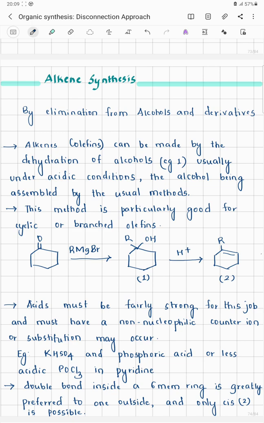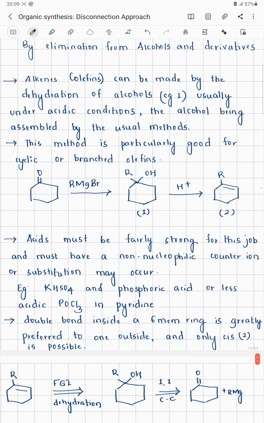When I say it's a dehydration, it should happen under acidic conditions, because if there is an OH present, I need to protonate that OH and then I can remove a molecule of water. Now this means that the alcohol has to be assembled by the usual methods. This method is particularly good for cyclic or branched olefins. When I say olefins, that means alkene systems.